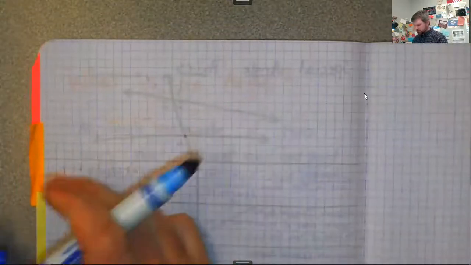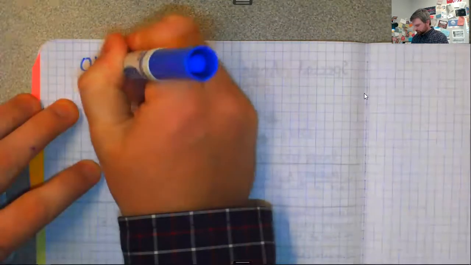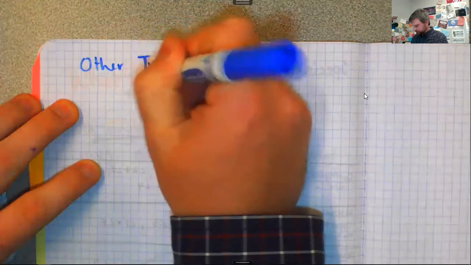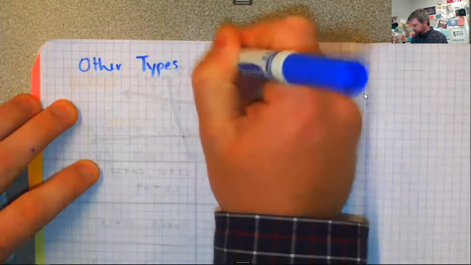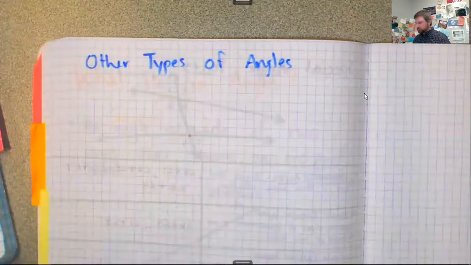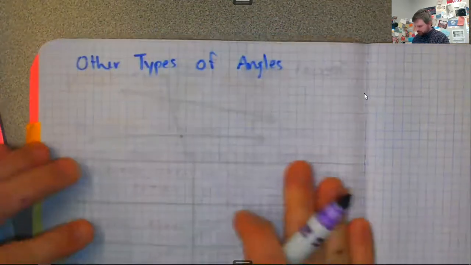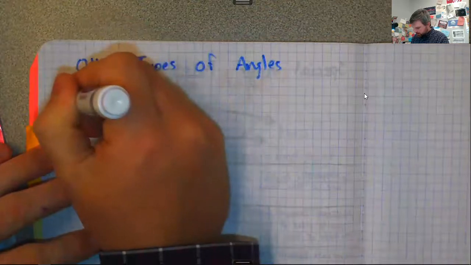Okay, we talked about on page 33 some types of angle pairs, and there will be some angle pairs in it, but it will mainly be standalone angles. So we have other types of angles. And these angles you may be more familiar with. So the first one we're going to look at is acute.